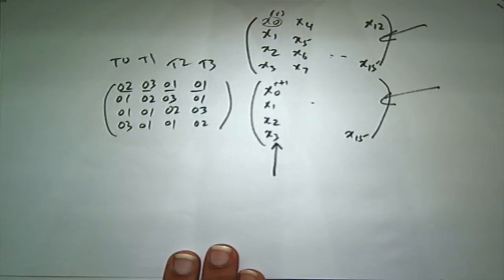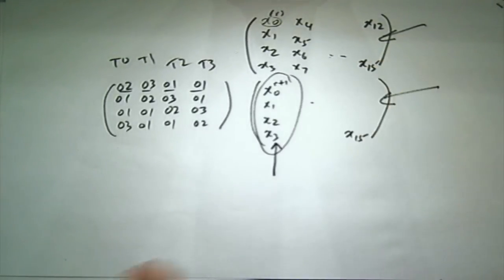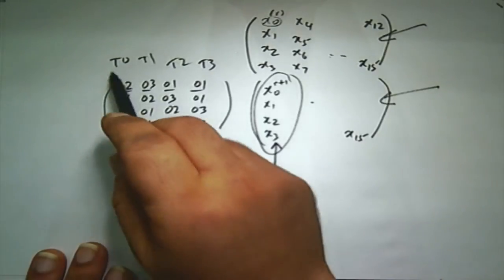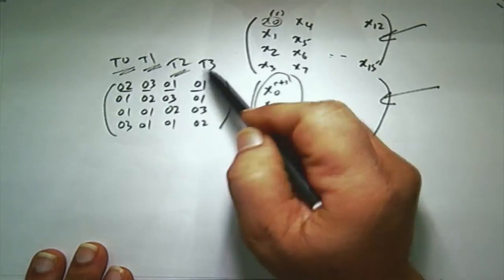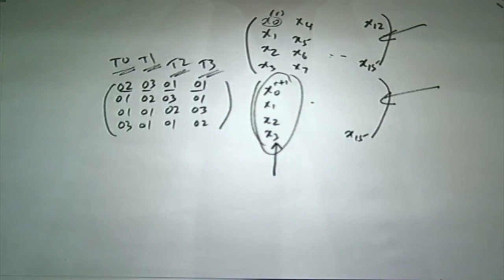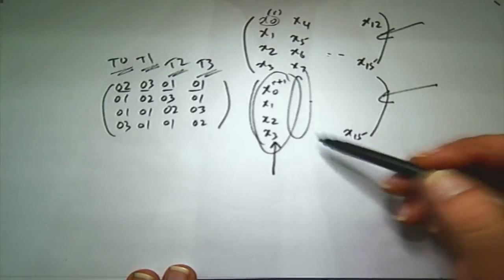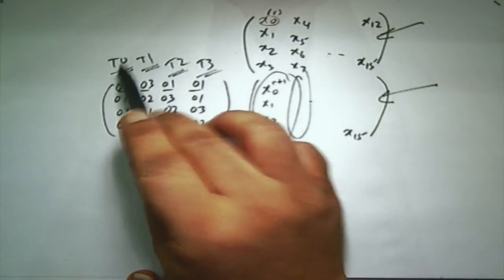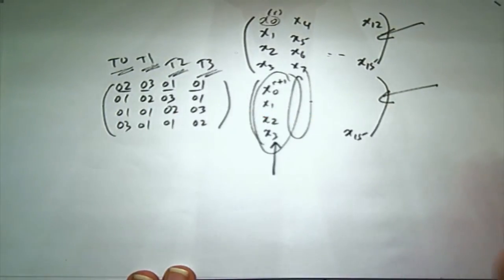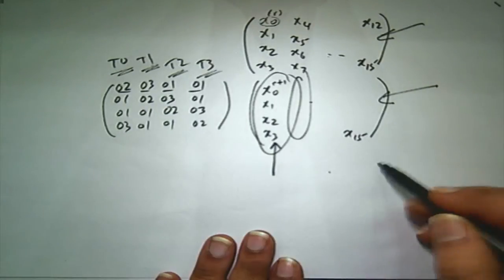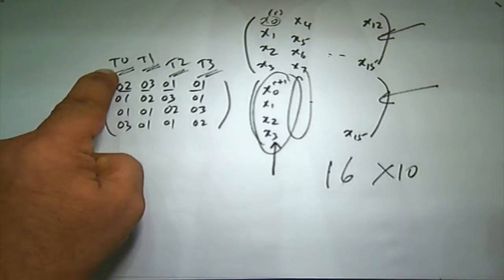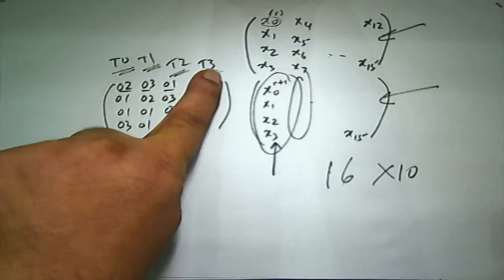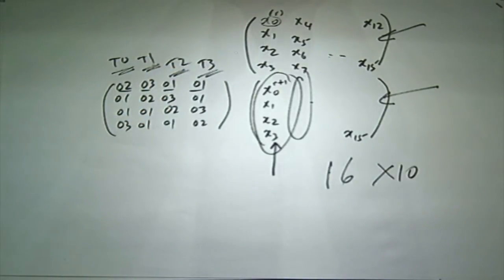So to get this column, I'm going to make one access to table T0, one access to table T1, one access to table T2, and one access to table T3. That's for this first column. To get the second column, once again, one access to this, this, this, and this, and so on. So you can very well see now how many accesses for one round? 16 accesses. 16 accesses to the table. 4 accesses to T0, 4 to T1, 4 to T2, and 4 to T3. A total of 16 accesses.